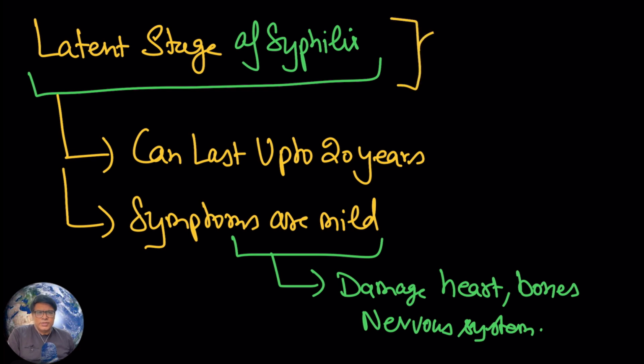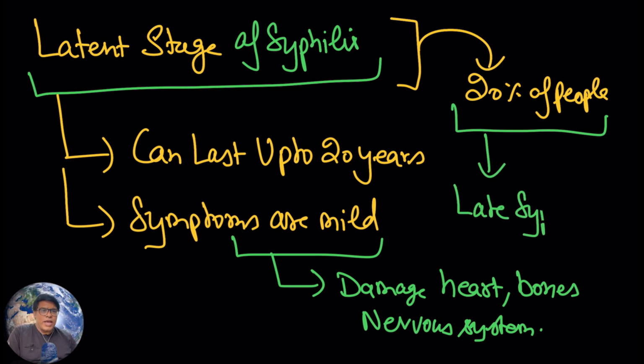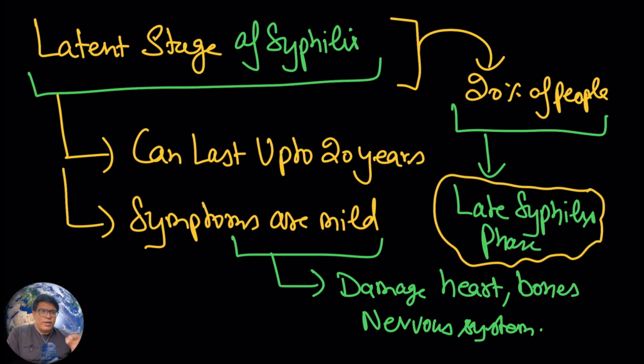Now keep in mind, in 20% of the people, the disease can go into the next stage, and here the next stage is the late syphilis phase. Now try to see here what is going to happen in the late syphilis phase.